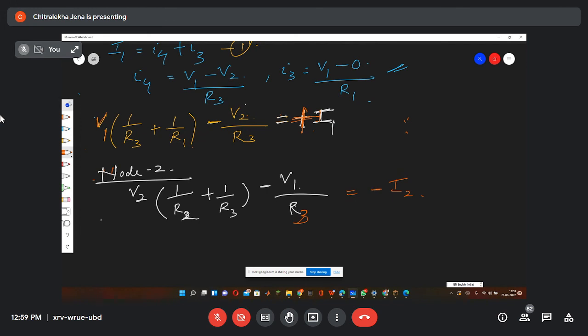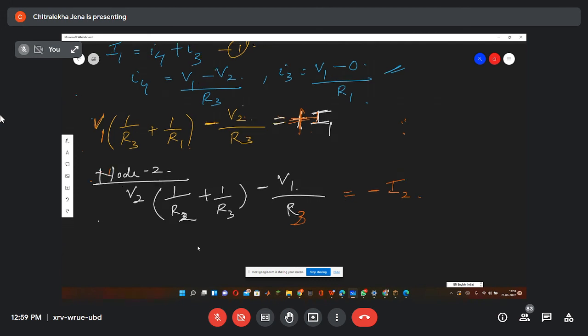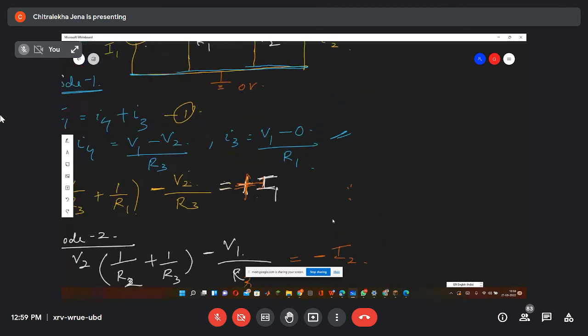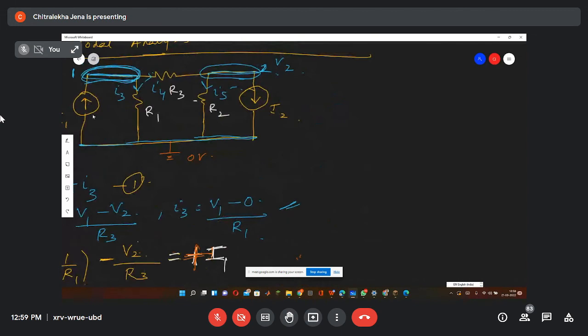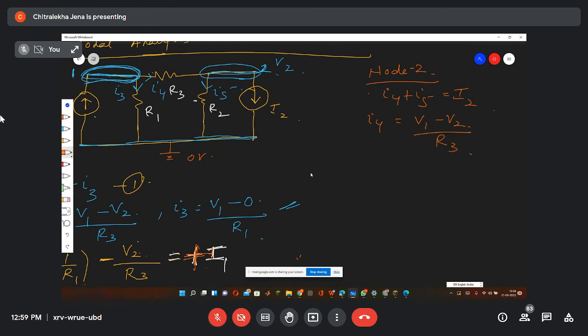Okay, same thing also here I am telling you. Here you will use Kirchhoff's current law. What is your node 2 equation? Node 2 equation using Kirchhoff's current law: I4 plus I5 is equal to capital I2. Yes or no? What is your I4? I4 is your V1 minus V2 divided by how much? R3. What is your I5? I5 is your V2 minus 0 divided by R2.